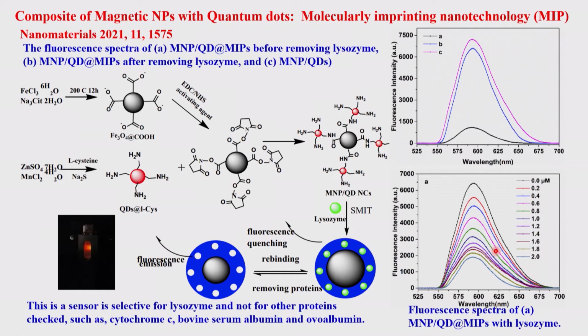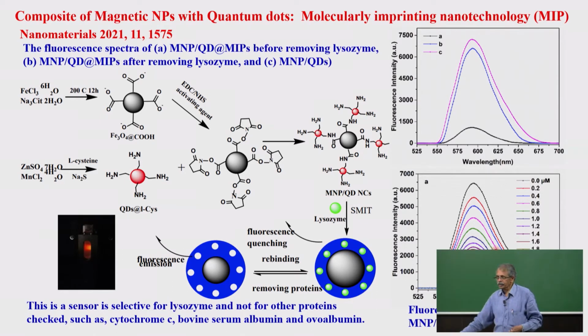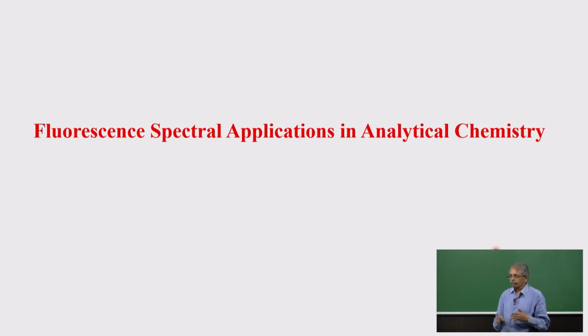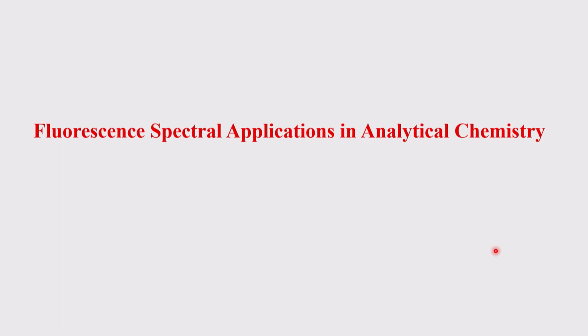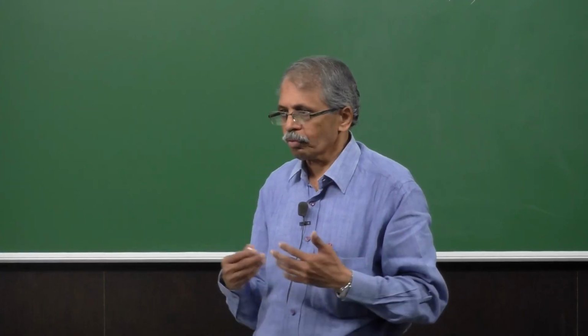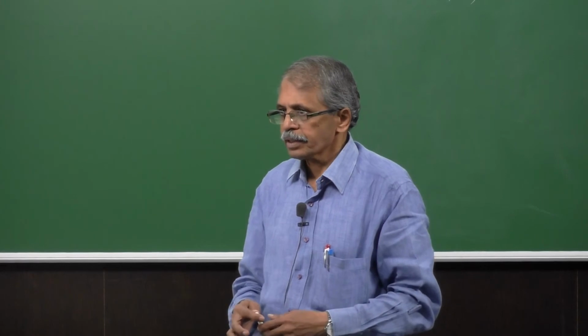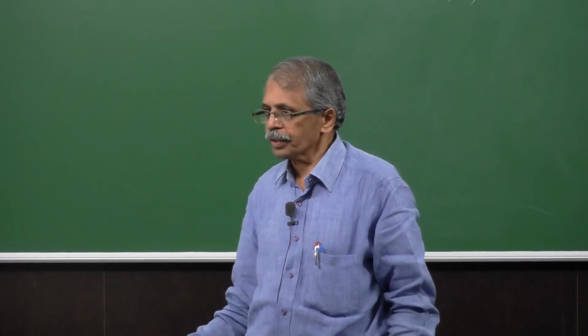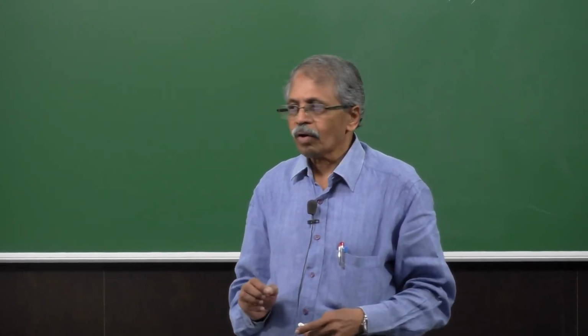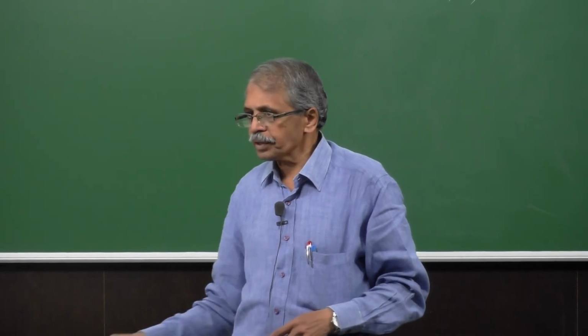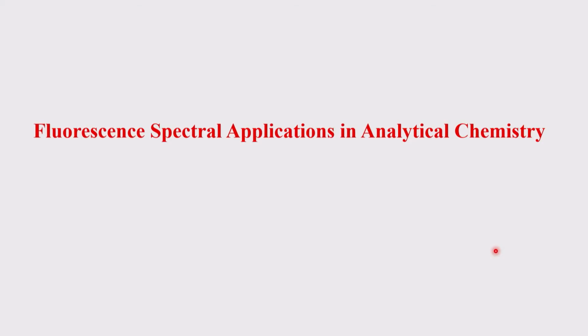This is another application. So I have shown several applications of fluorescence with FRET, with direct fluorescence, and for nanoparticles and nanomaterials. So we have looked at a variety of examples on fluorescence, which are useful for inorganic chemists, coordination chemists, bioorganic chemists, and materials and nanochemistry, all of these. Now let us look a little at the analytical applications of this, the fluorescence spectral applications in analytical chemistry.